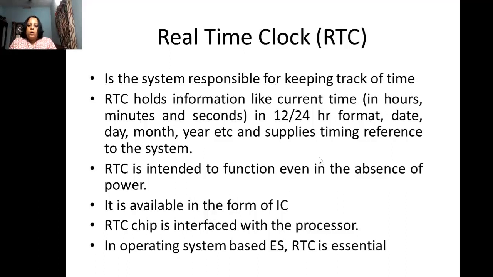RTC is supposed to hold the information about the time even in the absence of power. So even if the power is not there, when you power on the system back, it has to give the actual time and not the time at which the system was switched off. So there will be a bit of battery backup internally available for RTC. RTC, as I said, is available in the form of a chip and is used in embedded systems as a chip.